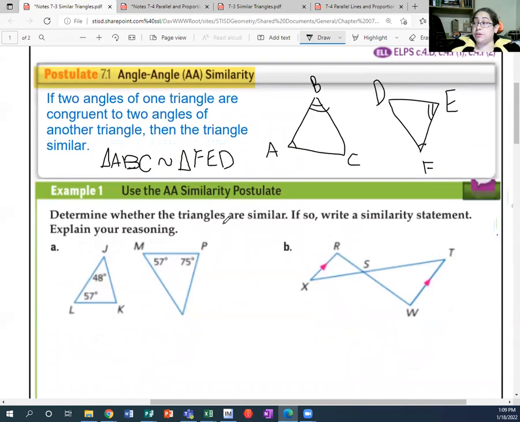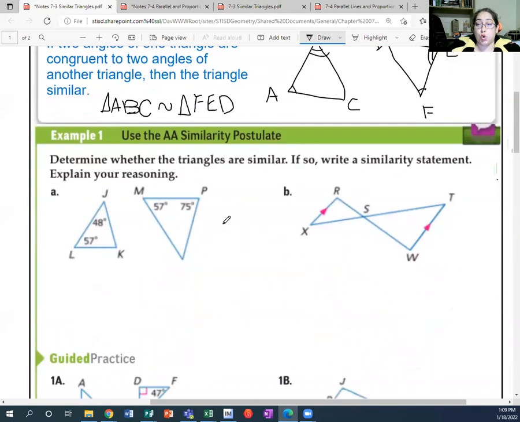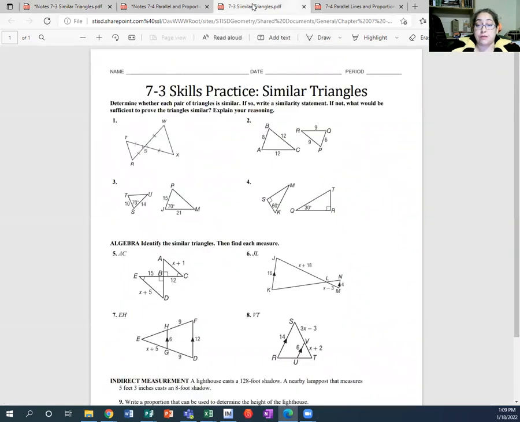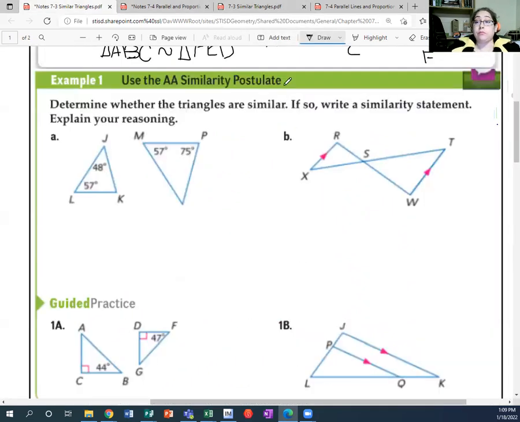Questions on how we write that similarity statement? Seems familiar? You remember from last time? Cool. Let's go ahead and look at example 1, and this is exactly how you're going to do items 1 through 4. So I'm going to write up here in my notes that this goes for skill practice questions 1 through 4. You're welcome to write on your skill practice that this is notes 7-3, example 1.